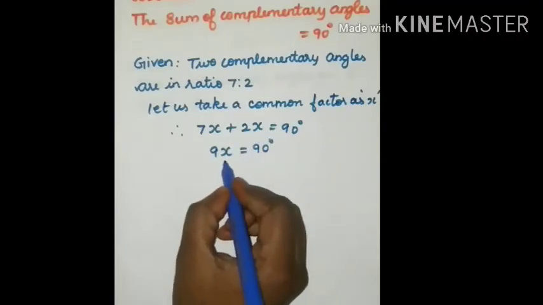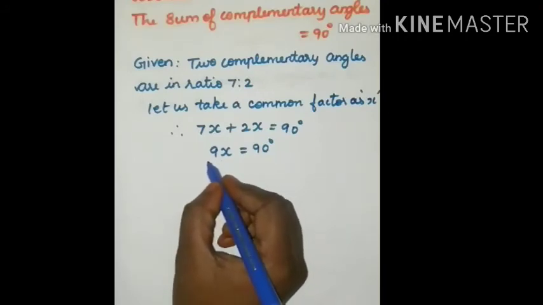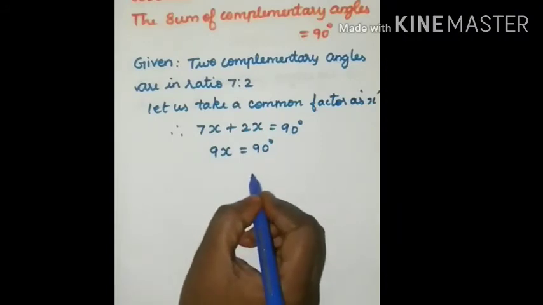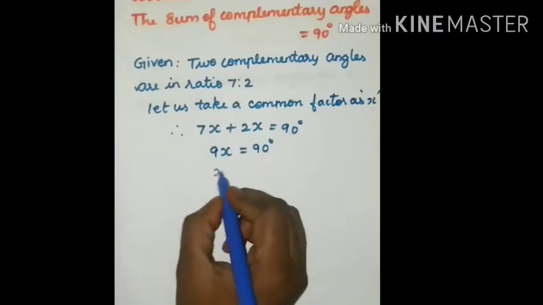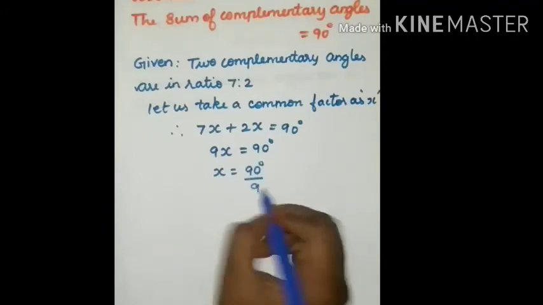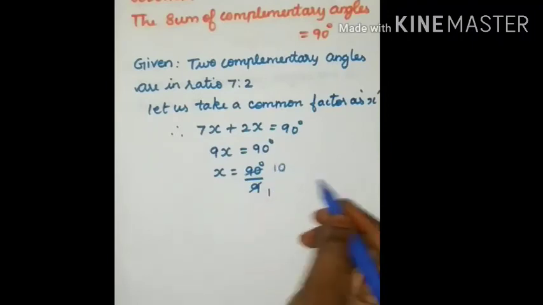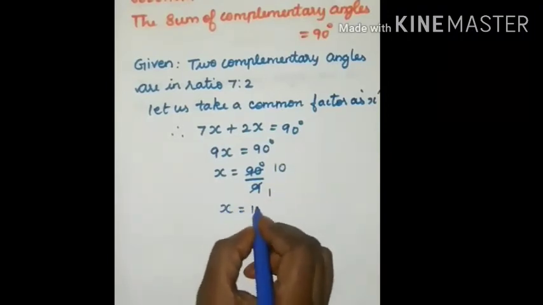Here 9x is in the form of multiplication. So the product of 9 will go to right hand side, means it will change into division. x equal to 90 degree by 9. 9 ones are 9, 9 tens are 90. So x value is 10.